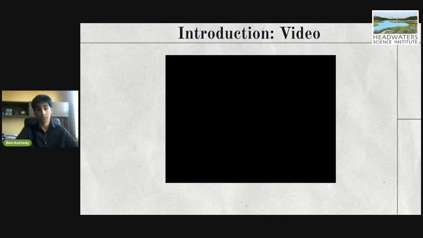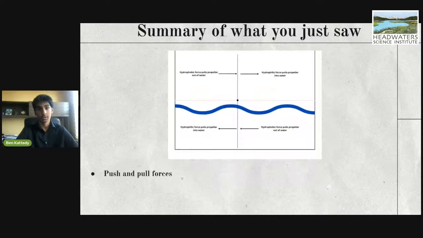And that was just a short video, basically detailing how these forces are in action. And that was with tap water. So what did you just see? This graphic shows how the forces work. The hydrophilic force pulls the propeller into the water, and the hydrophobic force pushes the propeller out of the water. And that basically creates the motion that you just saw in the video.